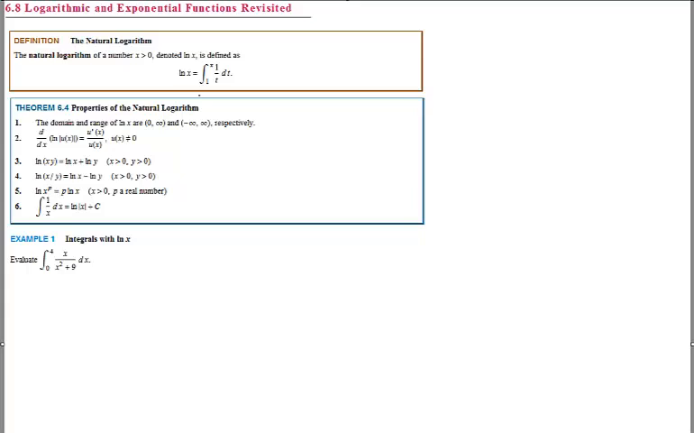So in example 1, let's just go ahead and compute this integral. I'm going to use substitution. I'm going to let u equal x squared plus 9. That would mean that du equals 2x dx, and then 1/2 du is going to be equal to x dx. That means my x dx right here, I'm going to substitute 1/2 du in for it, so I'll go ahead and write that down.